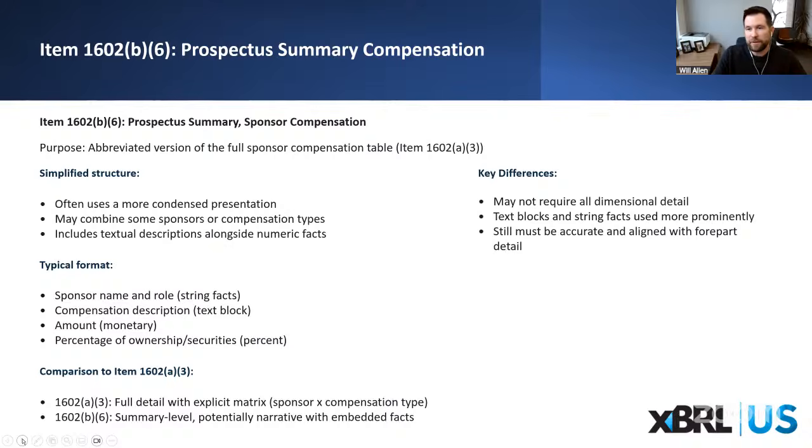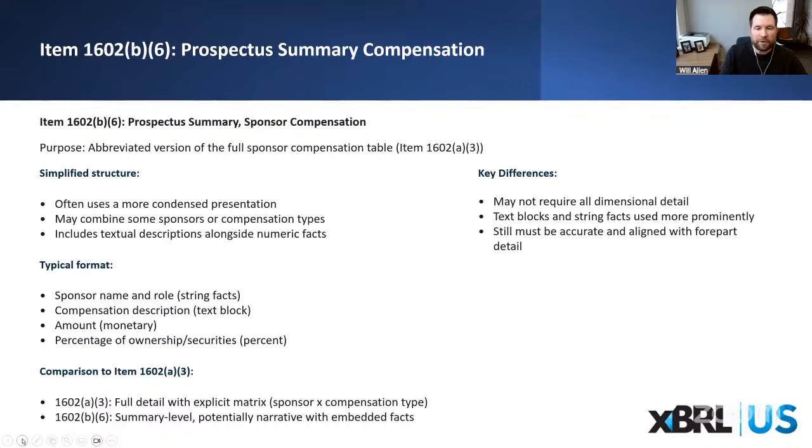1602B6 is the prospectus summary compensation. So the prospectus summary compensation section is a lot shorter than the full 4-part section. The summary compensation disclosure may present sponsor compensation in a narrative format. So there's some key numbers throughout here that are highlighted, but there's typically not a strict matrix table like we saw on the last screen.